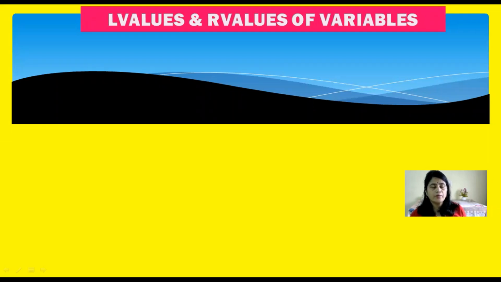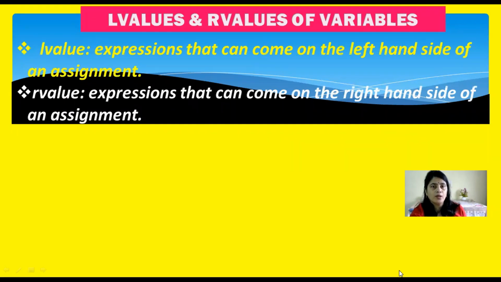So friends, today I am going to start with a few practical examples of Python topics which I have already covered in my previous videos. First, I am going to start with the concept of Lvalues and Rvalues of variables. What are Lvalues? Lvalues are nothing but the expressions that can come on the left hand side of an assignment. And what is an Rvalue? Yes, you are right. The expressions that can come on the right hand side of an assignment. So we will see the examples.